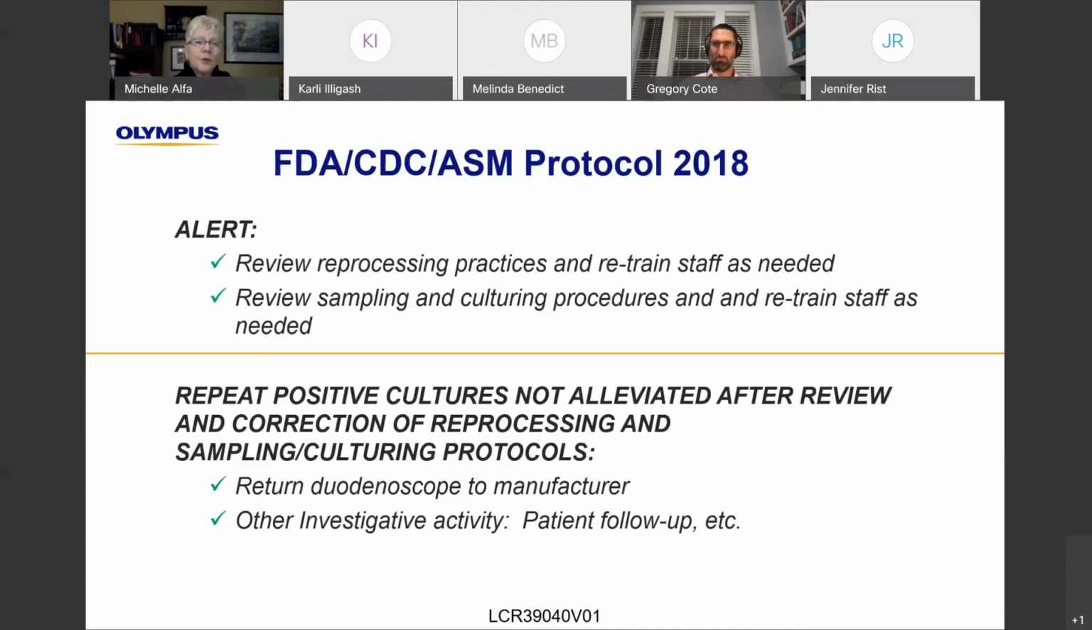And so that's why I think it's important that the scope is returned to the manufacturer. If you get consecutive positive results that show there's high concern organism there, it really should be sent to the manufacturer for assessment and revision or remediation as required.